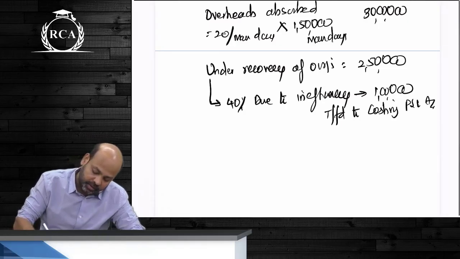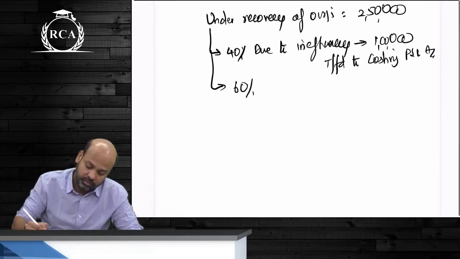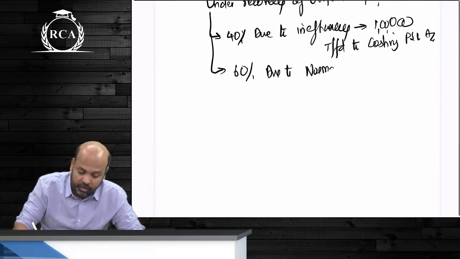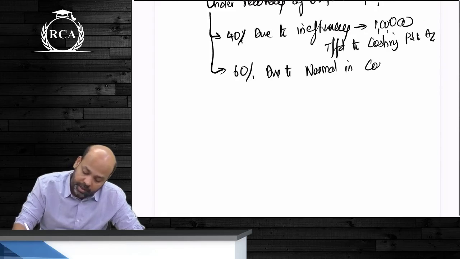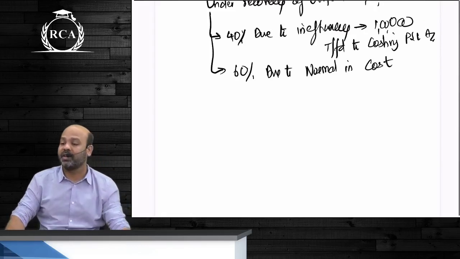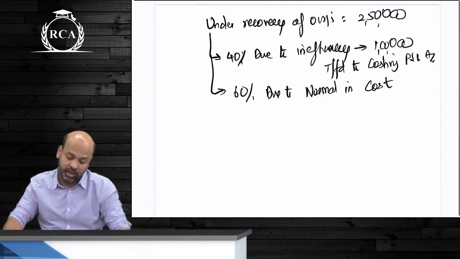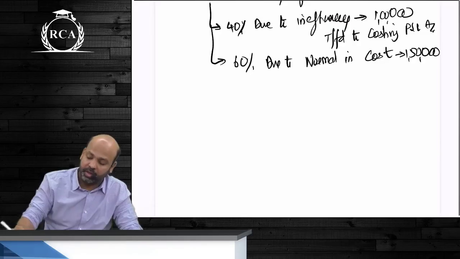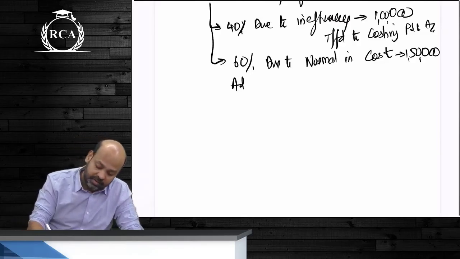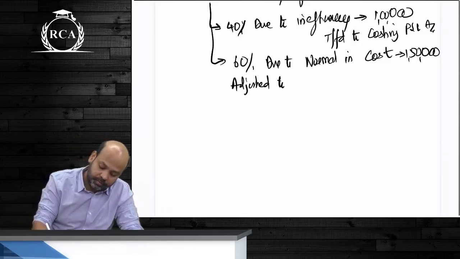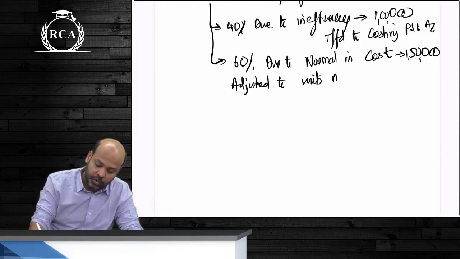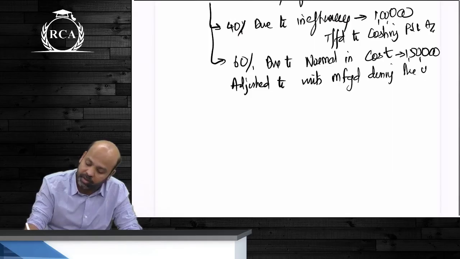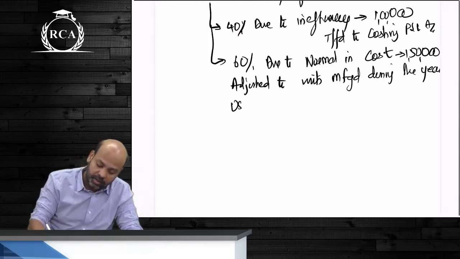The remaining 60%, it says, is due to normal increase in cost. The cost of indirect materials and indirect labor has increased during the year, because of which there was under recovery of overheads. That 60% is 1,50,000. This will be adjusted to what? Adjusted to units manufactured during the year using a supplementary rate. Are we clear about this?